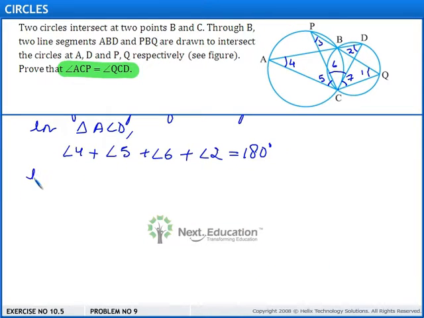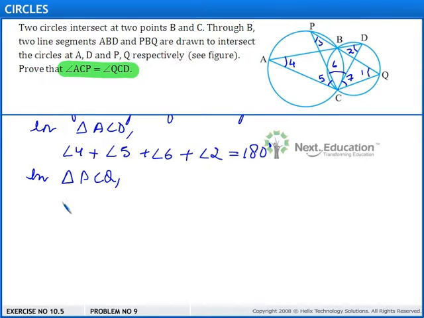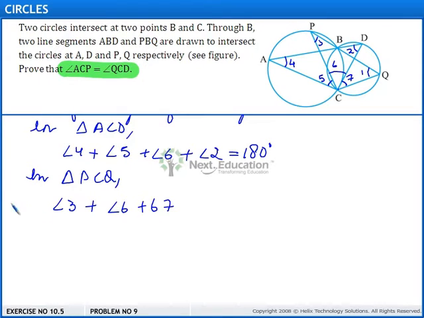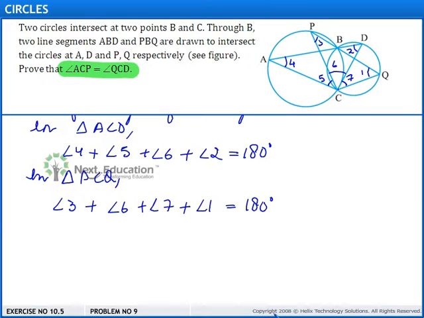And also in triangle PCQ, we have angle P, that is angle 3, plus angle PCQ, which is the sum of angle 6 and 7, plus angle Q, which is angle 1, is equal to 180 degrees. Now let us denote this equation by 1 and this by 2.